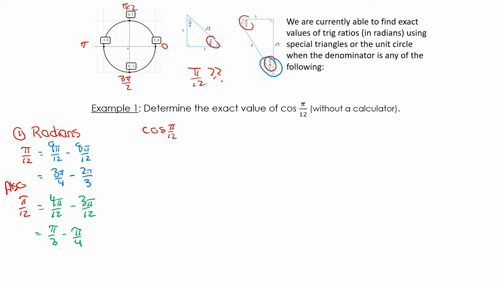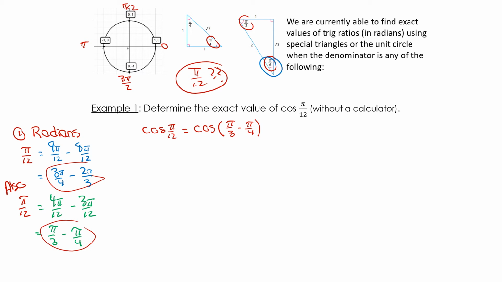Well, as I determined up here, I don't have a pi over 12 triangle or angle to use. So instead of that, I'm going to find cos of pi over 12 is the same as I could use either of these two here. They're both the same. I'll use the bottom one because I think it'll be a little easier. Pi over 3 minus pi over 4. Those two lines I've written there in red are exactly the same as each other.